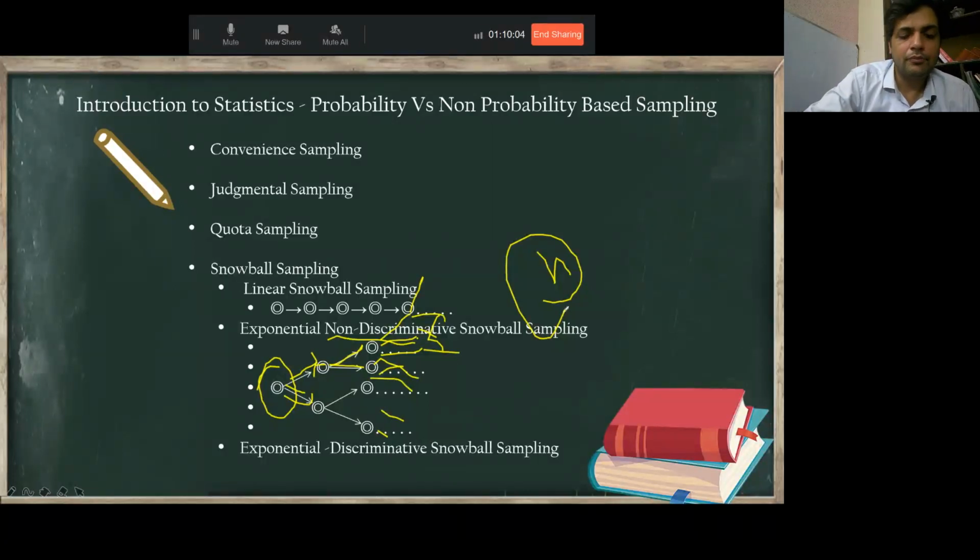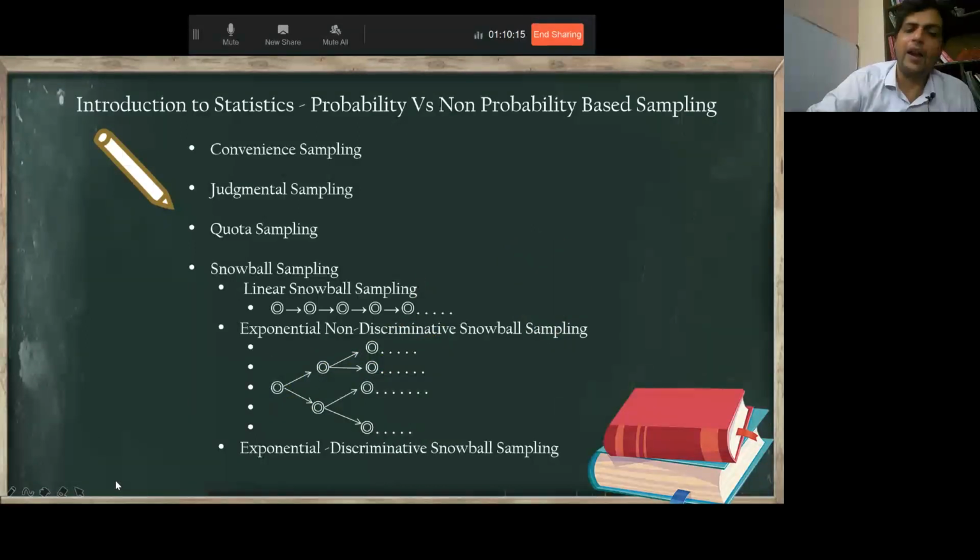But here, just like judgmental sampling, in exponential discriminative snowball sampling, that's the problem. Here I ask one person, and this person refers me two people: one guy living nearby and one girl living a bit far. So I say, okay, he told me about these two who are also basketball players, but I don't want to go too far away, so I choose this one. So this portion goes, I don't consider this portion, right? I don't prefer this one.